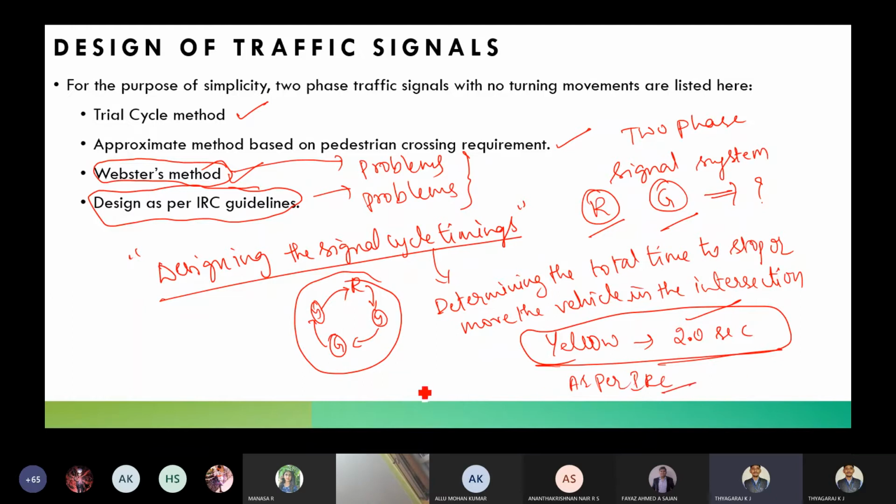So IRC means Indian Roads Congress. It is a statutory body which controls all the rules and regulations of the roads. So as per the Indian Roads Congress, the yellow time is fixed as 2 seconds. So only we are designing the red time and green time. Okay, is it clear? Understood?